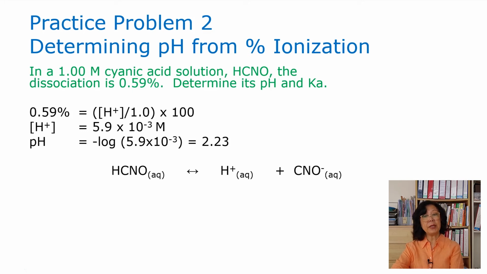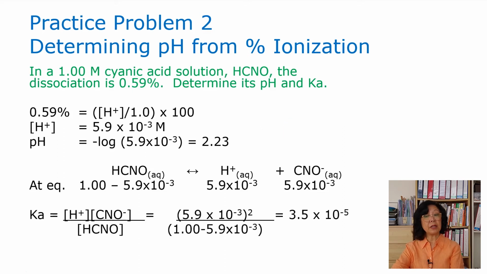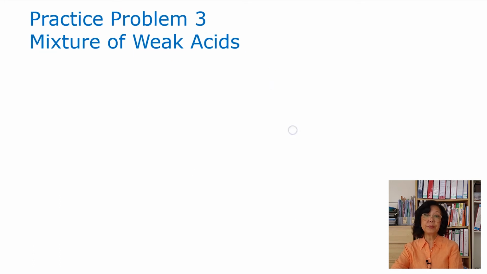And now we write the ionization of this cyanic acid. And then at equilibrium, we document their concentration. For the cyanic acid, it is 1 minus 5.9 times 10 to the minus 3. For the hydrogen ion and the CNO minus ion, they have 5.9 times 10 to the minus 3. Now, therefore, we can calculate the Ka, which is 3.5 times 10 to the minus 5.